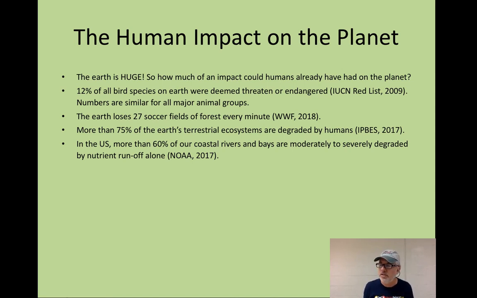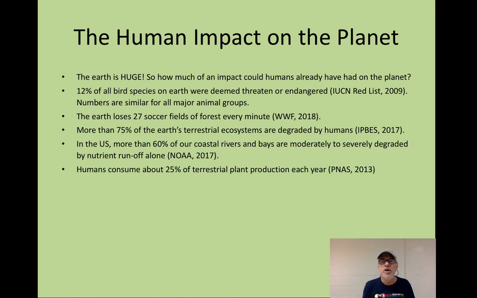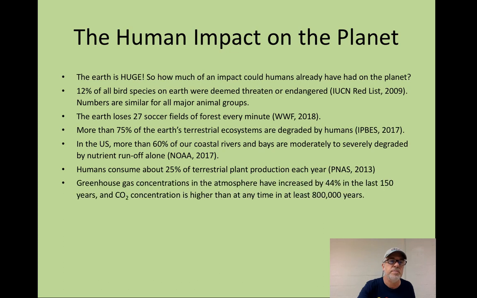And I put this in here because it's important for you to realize that this isn't just happening over there in other poor countries and other countries where we can't control what they're doing. It's happening at home too. The degradation is going on here. This is mind-blowing. Humans consume about 1/4 of land-based photosynthesis each year. 1/4, 25%. That means the other 2 million species get the other 75%. That was from the National Academy of Science in 2013.